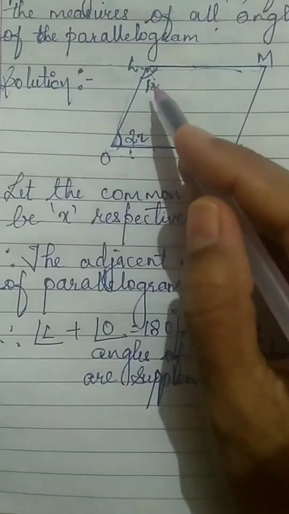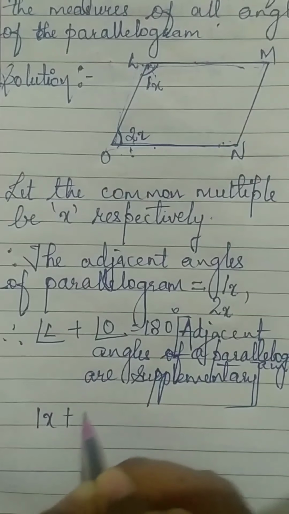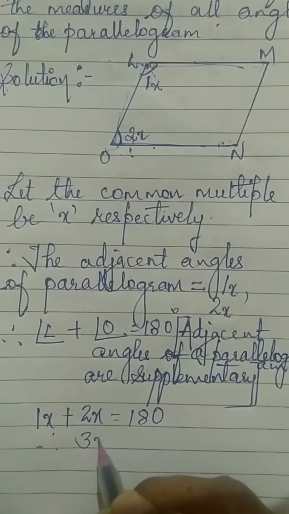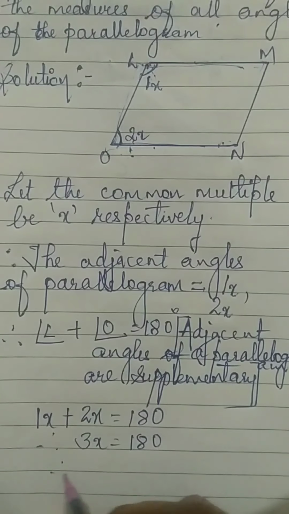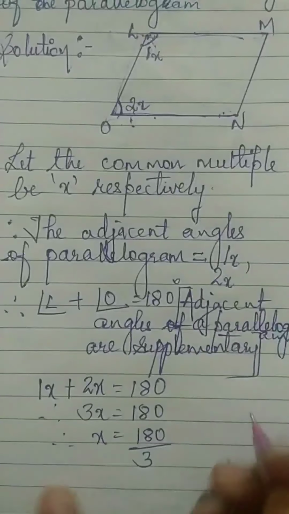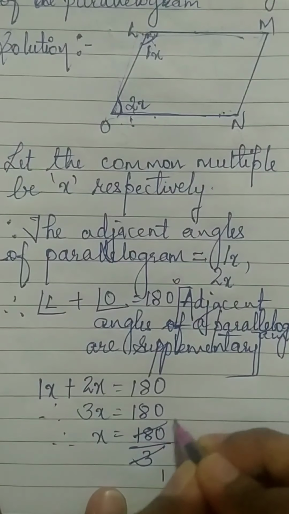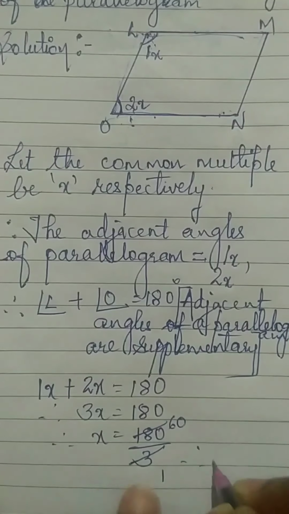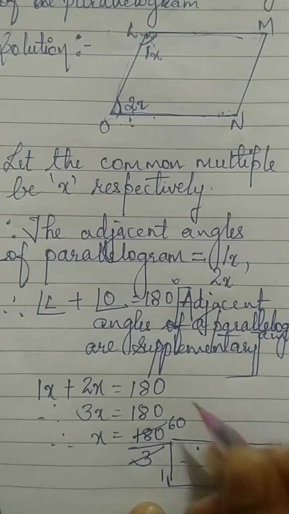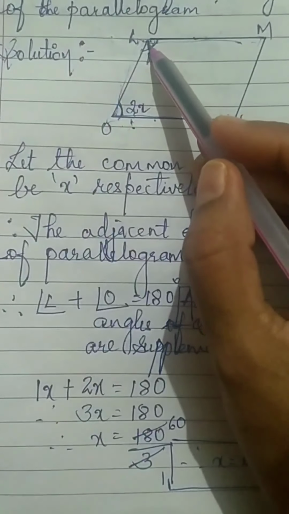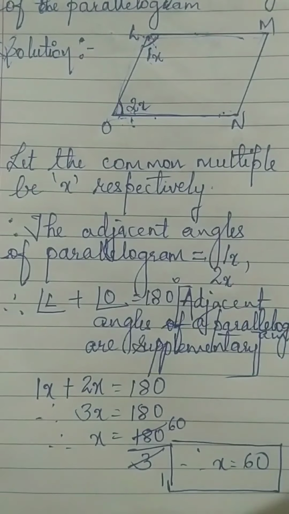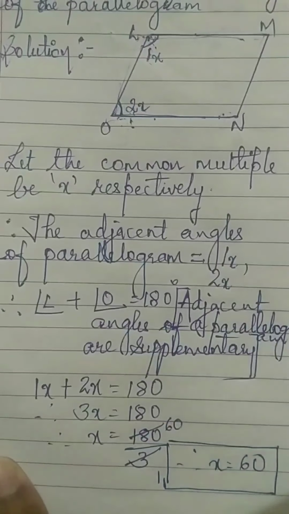So what is angle L? 1x plus 2x is equal to 180. So therefore 1x plus 2x will become 3x is equal to 180. So therefore x is equal to 180 upon 3. 180 upon 3 will be, divide: 3 ones are 3, 3 sixes are 18, and 0. So we got x is equal to 60. Put it in a box. Now if x is 60, this angle L will become 60 and angle O will become 2 into 60, that is 120. Okay, that step you will write later.